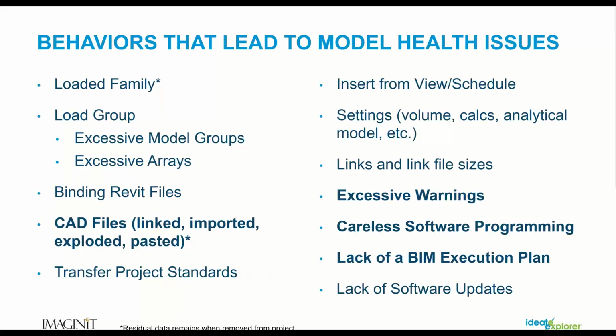So here's a very short list of some behaviors that cause problems with a model. I'm going to start off with families. If you have families that aren't vetted, in other words, you just brought a family in from who knows where, and who knows what's going to happen with that family, you're going to be bringing in additional line styles, possibly some subcategories. So it'd be best to really vet those families before you bring them in.